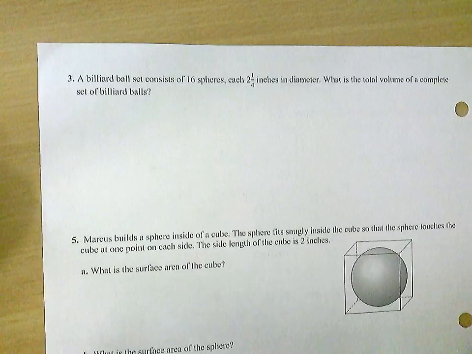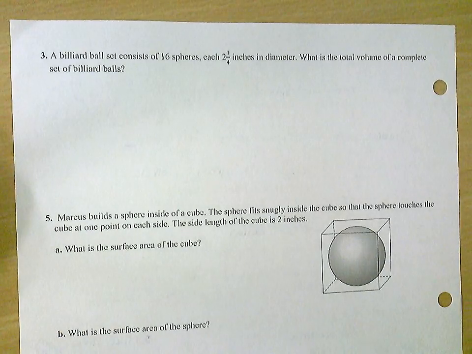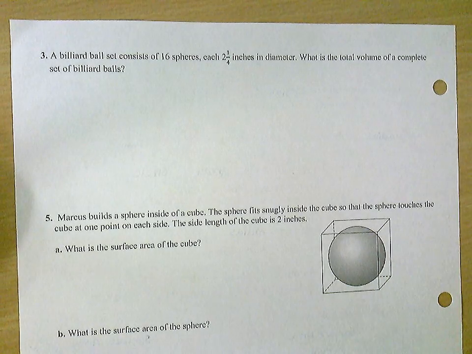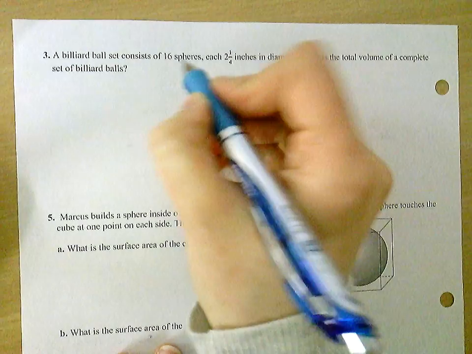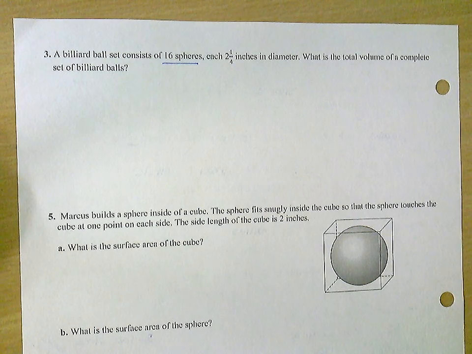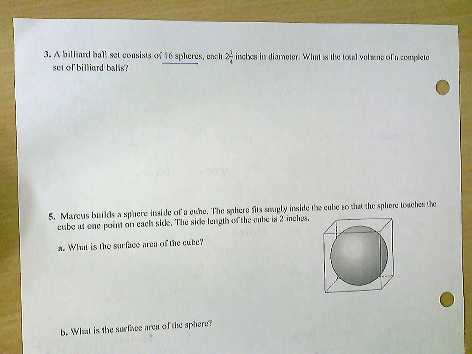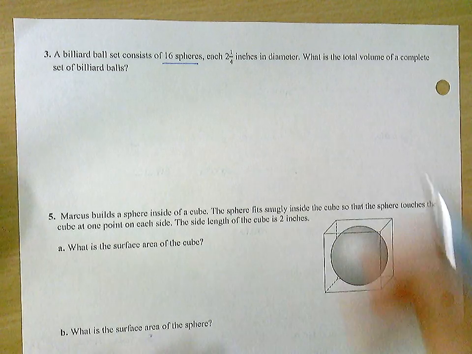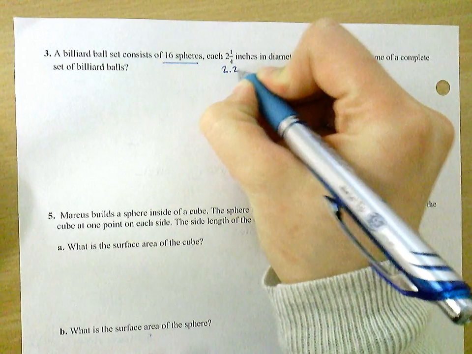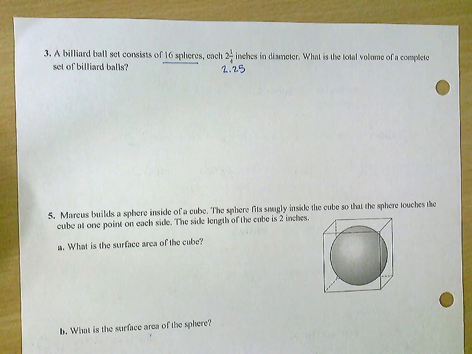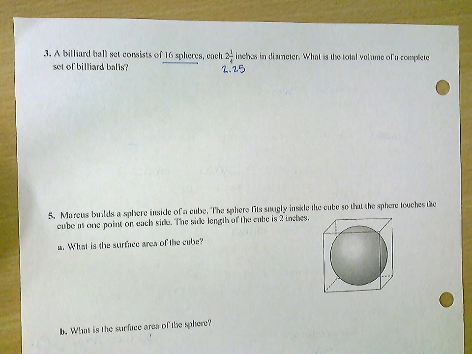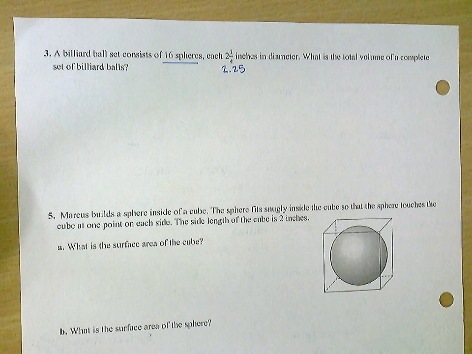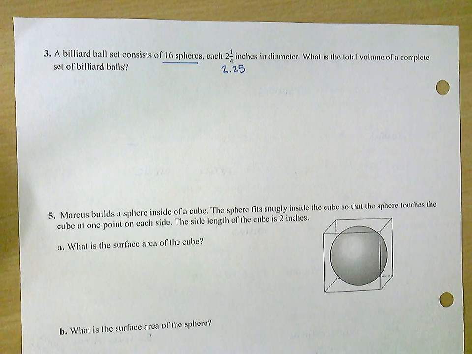All right, then on the back. Number 3, a billiard ball set consists of 16 spheres, each 2 1/4 inches in diameter. So I'm going to change that 2 1/4 to a decimal. That is 2.25 inches in diameter. So what is the total volume of a complete set of billiard balls?